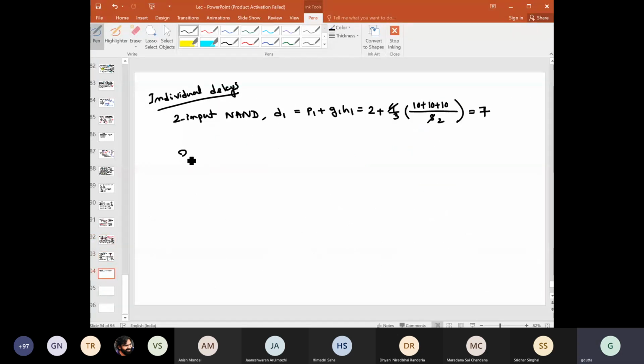3 input NAND gate. Here this D2 we are writing as P2, G2, H2. So for the 3 input NAND, I am saying propagation, it should be the parasitic delay. Parasitic delay value is 3. What would be the value of G2? 5/3.